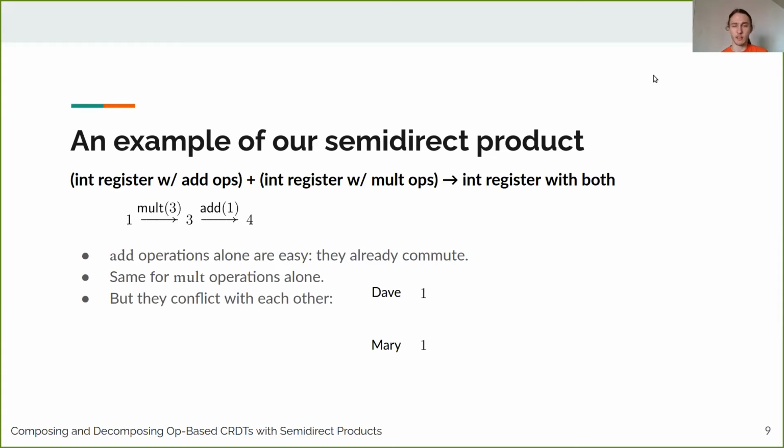For instance, if Dave and Mary are sharing the counter, and then Dave says to multiply his state by 3, while concurrently, so without coordination, Mary says to add 1 to her state. Then after they exchange these messages, if they just apply them literally, they'll end up in different states. Mary's going to be 6, and Dave's going to get 4.